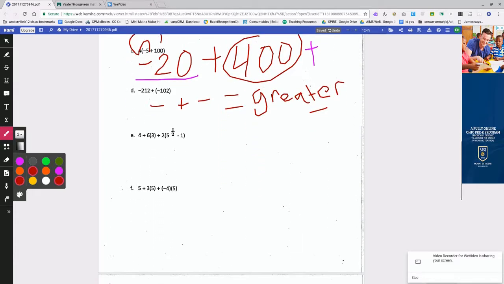Coming on down here again, remember, you're going to have to do the distributive property for 2 times 5.5, or just add 5.5 2 times. And again, remember, when you have a positive and a negative, the answer is always negative. Same thing again shows up here. -4 times 5 is -20. Add those up.